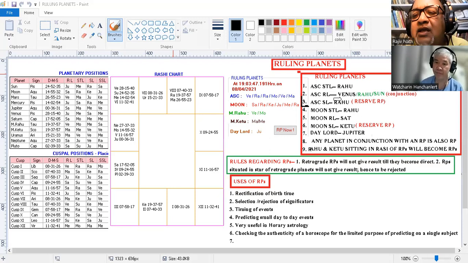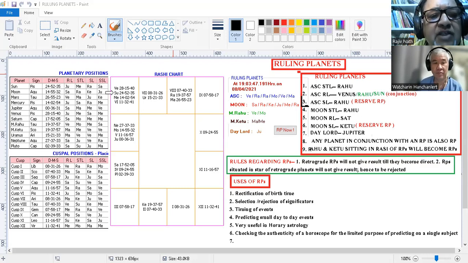Suppose Rahu is sitting. I'll show you. Rahu is already an RP here, but see, Rahu and Sun. Now here see Venus. Venus is already a ruling planet. Now see, Venus is in conjunction with Sun. On the left side, can you see? In Pisces. So Sun also becomes a ruling planet. And Rahu is sitting in the zodiac sign Taurus. So Rahu also becomes a ruling planet. Why? Because Venus is a ruling planet. But Rahu in this case is already a ruling planet, so you don't have to consider it separately.